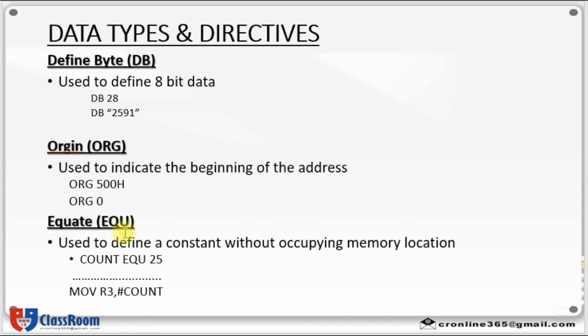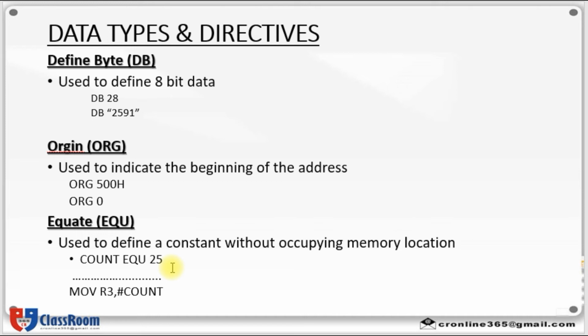Then the third one is equate. Equate is used to define a constant without occupying a memory location. For example, if you are writing a program, count EQU 25, then certain lines in the program, and after that move R3, hash count. What is the meaning of this instruction? R3 will be having the value of 25. When executing this instruction, R3 will be loaded with the value 25.